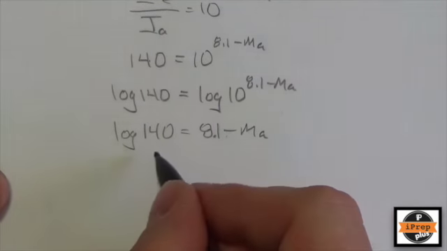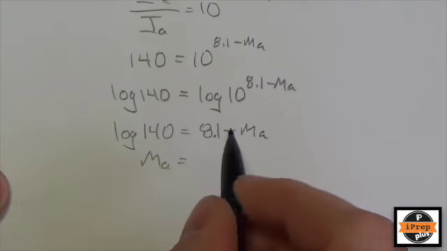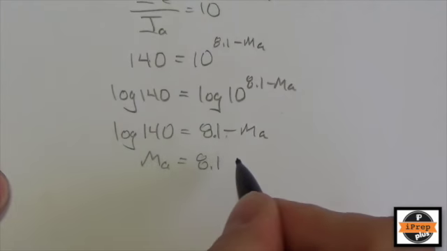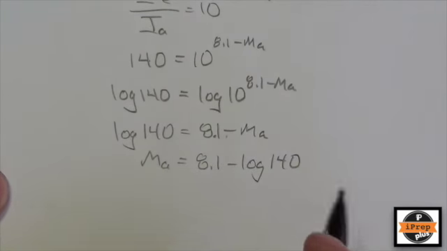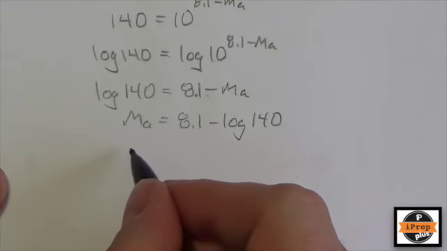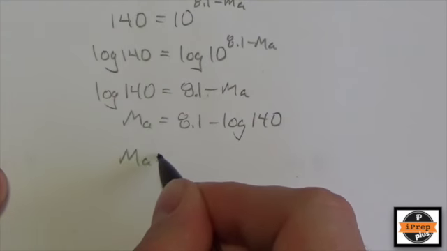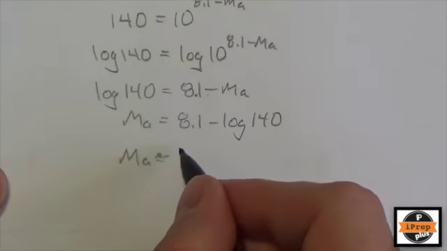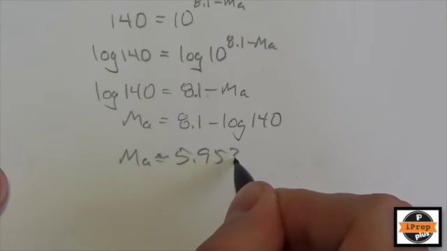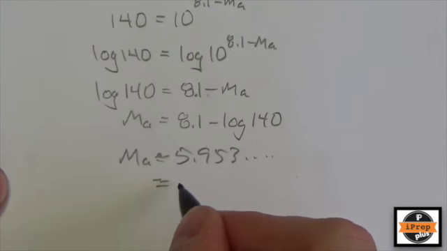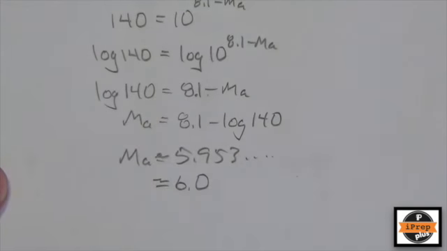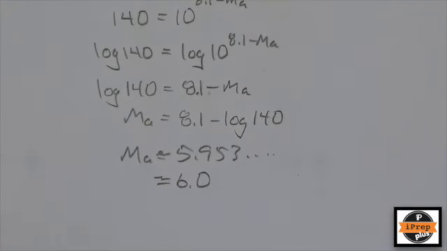Now I'm going to bring the magnitude of the aftershock, the m a, over here, and then I'm going to subtract the log of 140 just to get that term by itself. Now I can go to the calculator and I'll get that the magnitude of the aftershock is approximately 5.953, just to the nearest tenth. Actually, that works out nicely. It's just going to be 6.0. And that's what we were looking for here.